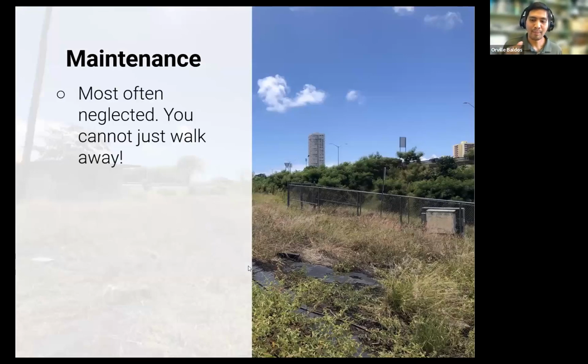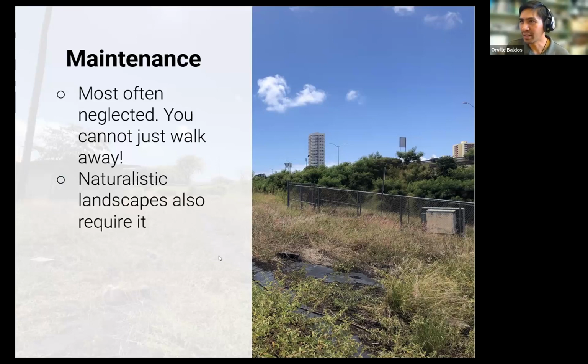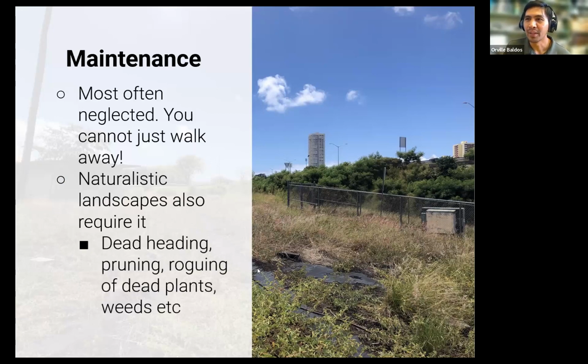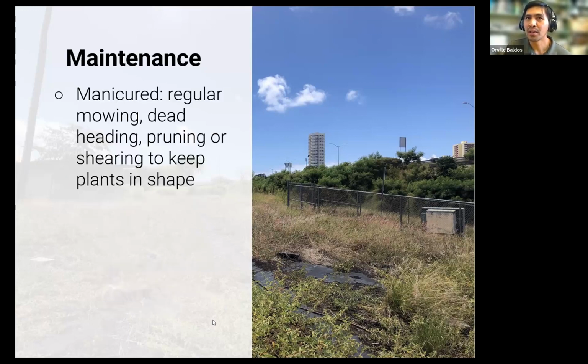Okay, and then the last portion of this talk is about maintenance. I talked about this in the beginning, that maintenance is the most often neglected part of the landscape process. You cannot just walk away from your site once it's established, because eventually the non-natives will come back, especially if you're planting in an urban setting. Naturalistic landscapes also require it. This can include deadheading, pruning, roguing, or weeding. Manicured landscapes will require regular pruning, mowing, and deadheading to keep the plants in shape.